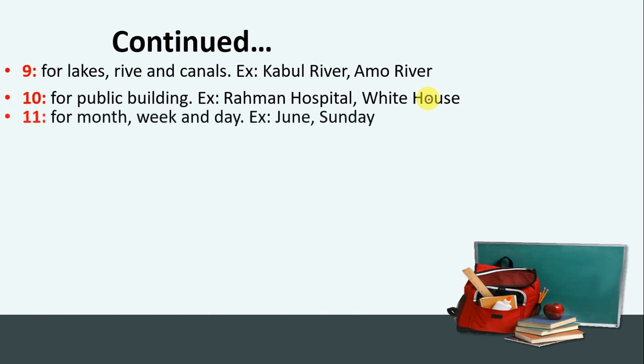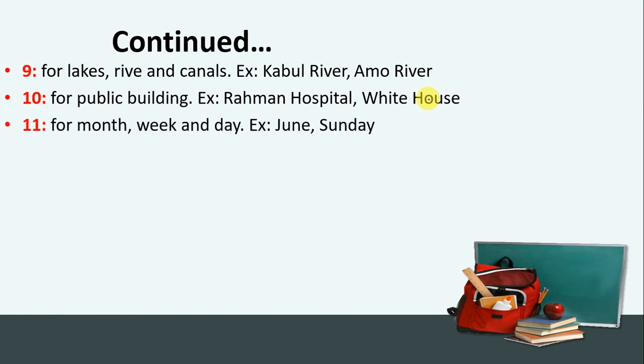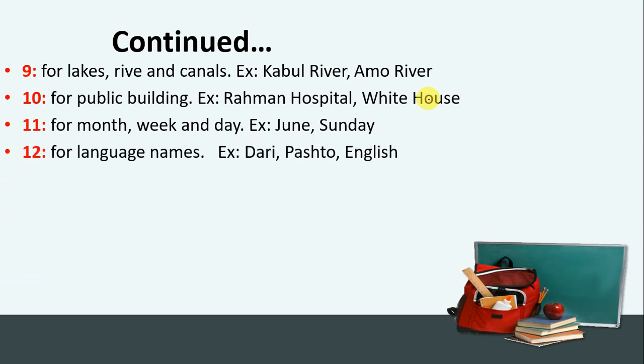For public buildings, we use proper nouns, for example Rahman Hospital, White House, public building. For months, weeks and days, remember that months of the year and days of the week are always considered proper nouns, so they should be written with a capital letter if they are used in any part of the sentence, right? For language names we have Dari, Pashto, English.